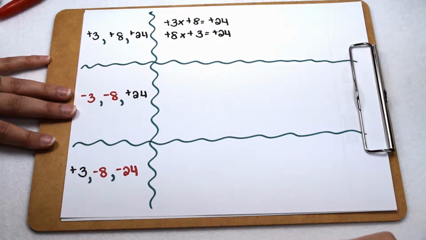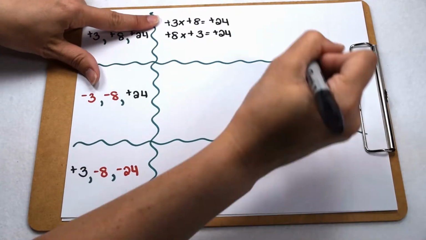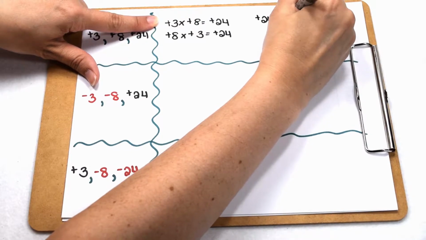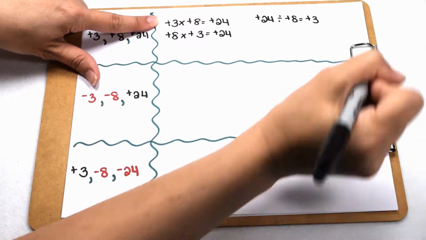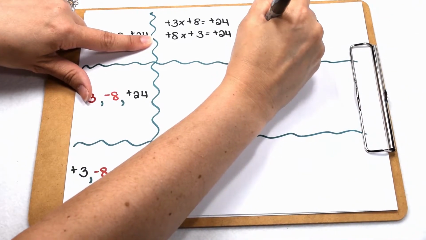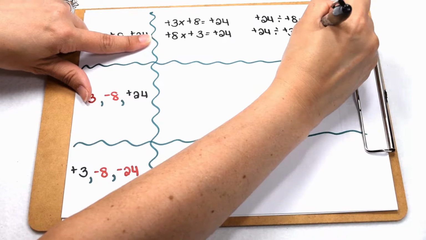We also know that division is the reverse of multiplication. So I can reverse each of these statements to come up with my division facts. Reversing the first one tells me that positive 24 divided by positive 8 gives me positive 3. Reversing the second statement tells me that positive 24 divided by positive 3 gives me positive 8.